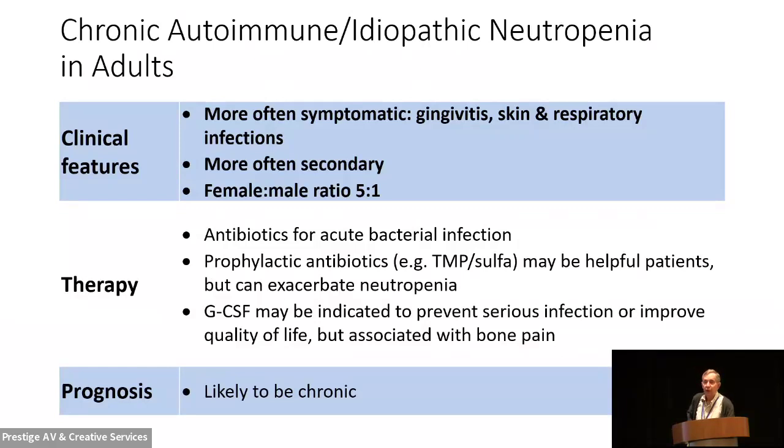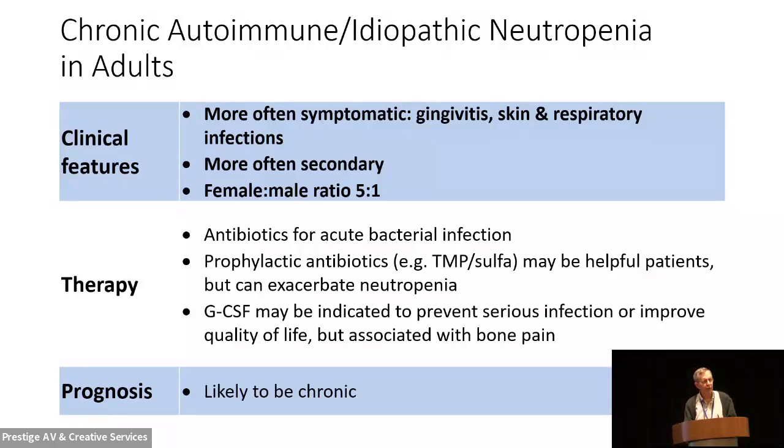In adults, autoimmune neutropenia overlaps even more with idiopathic neutropenia, and it's more likely to be symptomatic with gum inflammation, skin and respiratory infections. It's more likely to be secondary. That means there's some underlying cause either in the immune system or a rheumatologic disorder, such as lupus or rheumatoid arthritis, which can actually appear first as neutropenia and only years later emerge full-blown as a rheumatologic disorder. So it's very important to continue screening.